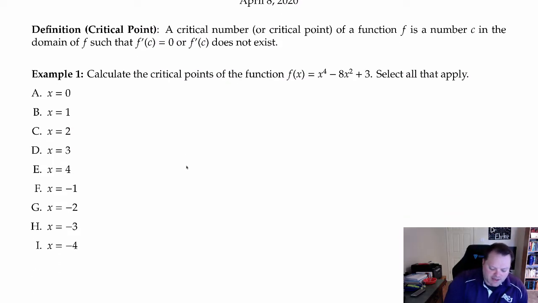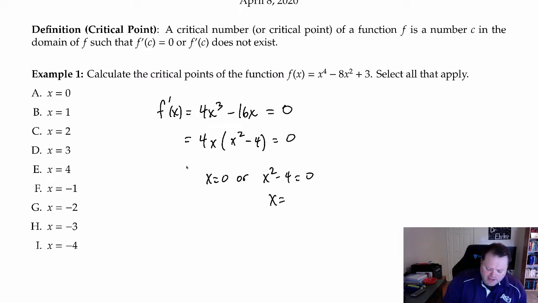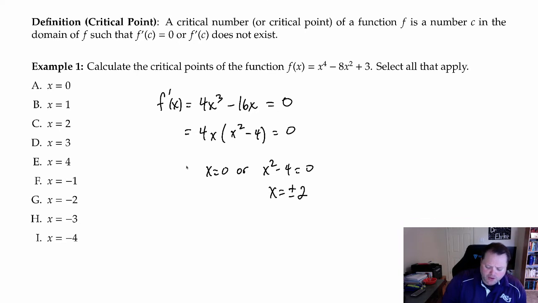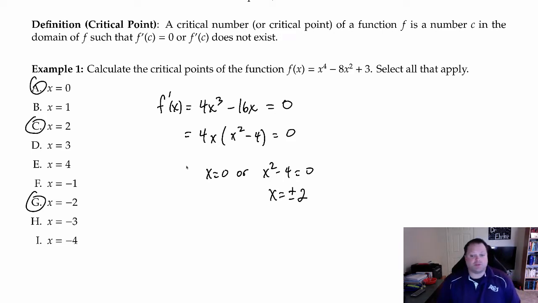We're going to start by taking the derivative of this function, which would be 4x cubed minus 16x. We want to set it equal to 0 to find critical points. There are no x values here where the function is undefined. If we factor out a 4 and an x, that leaves us x squared minus 4, so x is equal to 0. Or if I set this term equal to 0, then x is plus or minus 2. So it looks like we have three critical points altogether: negative 2, positive 2, and 0.